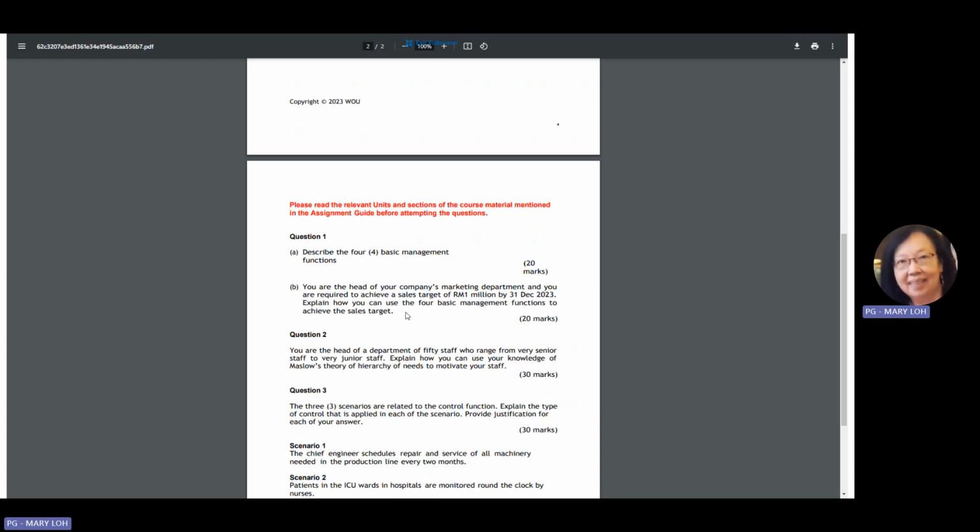So one way of motivating the staff, especially the sales force, will be to give them basic salary plus commission. So if they are able to achieve the sales target of 1 million by end December 2023, they might actually get commission, or they can get an incentive trip for achieving the target. So this is what you mean by leading, where you motivate your staff to achieve the sales target itself.